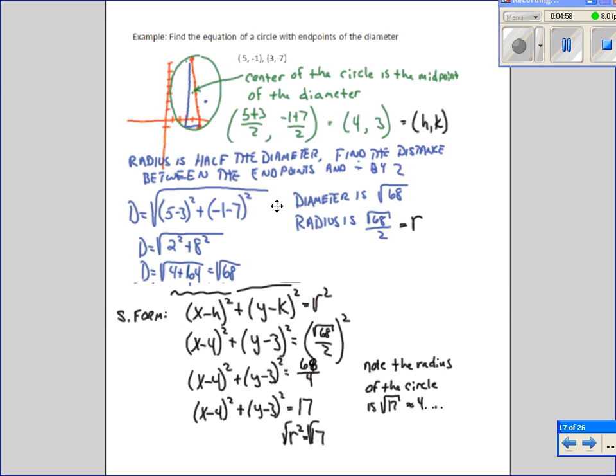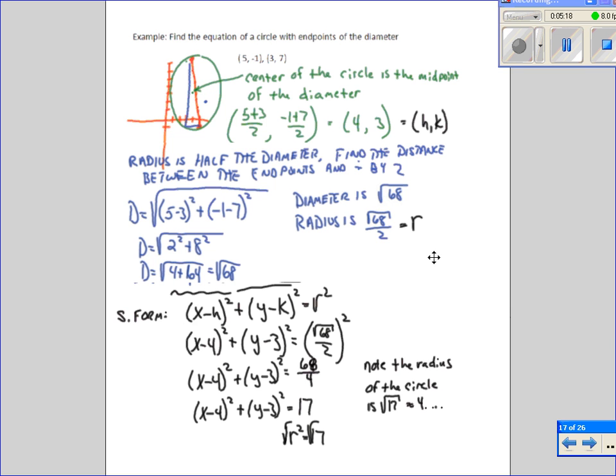The radius is half the diameter, so one way to find the radius is to take the distance between the two endpoints and then divide that by 2. So using our distance formula, 5 subtract 3 squared, negative 1 subtract 7 squared, simplifying, the distance is square root of 68, and that'd be the length of the line all the way across the circle, so the radius is half of that distance.